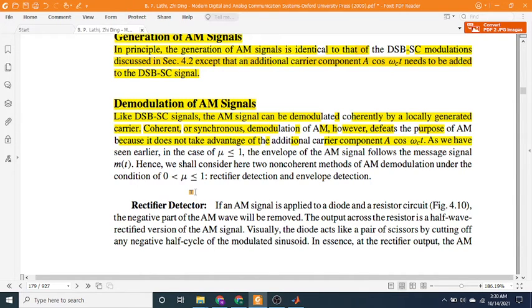As we have seen earlier, in the case of μ less than 1, the envelope of the AM signal follows the message signal m(t). Hence, we shall consider here two non-coherent methods of AM demodulation under the condition of 0 less than μ less than 1: rectifier detection and envelope detection.